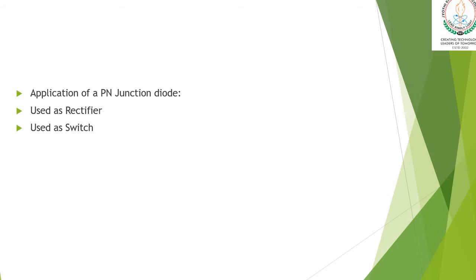Now the applications of the PN junction diode: it's used as a rectifier, it's used as a switch. Some of the applications are mentioned here.